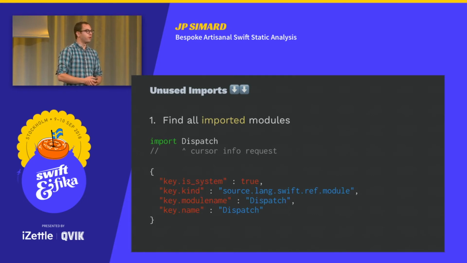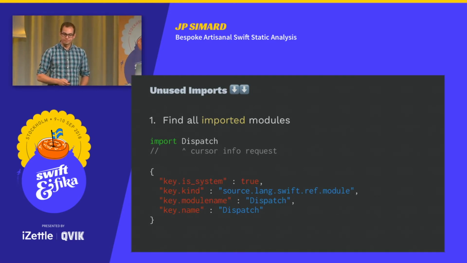So there's a rule for this analyzer command that will find, first, all the imported modules. Right? So if we make this cursor info request to SourceKit, like we mentioned earlier, we can get information like what this module name is. Okay? So here we know that we've imported the dispatch. So you run this on your file, you know all the imports.